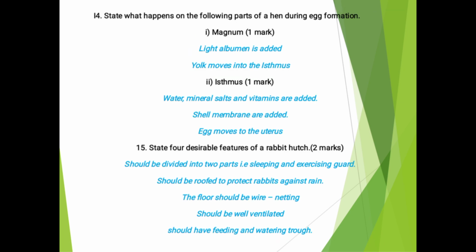Question 14. State what happens on the following parts of a hen during egg formation. Now, this question, students usually tend to confuse it with reproduction and digestion. Now, when you talk of magnum, this is the area where there is addition of light albumen. Remember, we have light albumen and also thick albumen. At the same time, yolk moves into the isthmus.